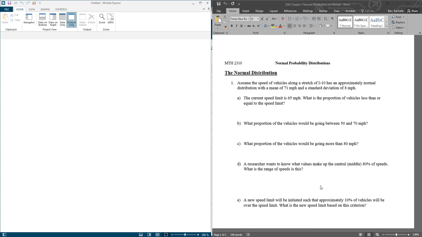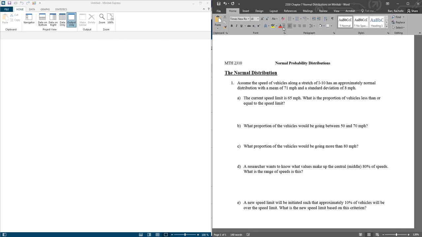The first question we're going to look at, and the only question with multiple parts, is about speeding vehicles on the I-10 with a mean of 71 miles per hour and a standard deviation of 8. The first question is whether people are going over the speed limit. If the speed limit is currently 65, we want to figure out, no, this isn't over the speed limit. Wow, I spoke wrong. We want to see which proportion of vehicles is actually traveling under the speed limit.